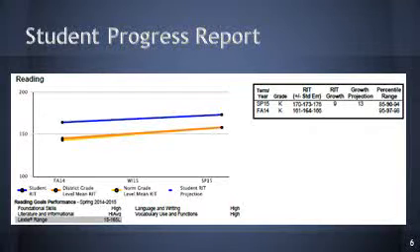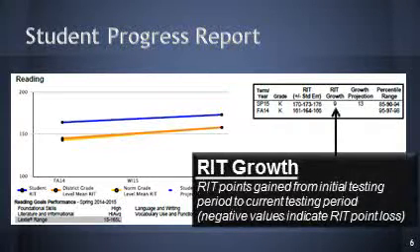This one shows a full year. It shows the student RIT and the district RIT, and shows the growth and the growth projection and the percentile. If we had pulled this report after the fall test or the winter test, there would be a dotted line showing the expected growth of this student.